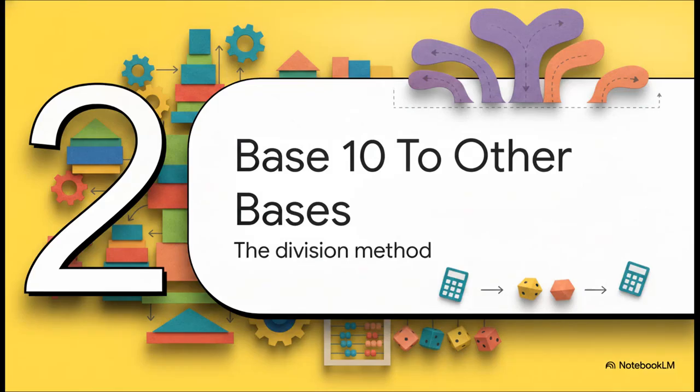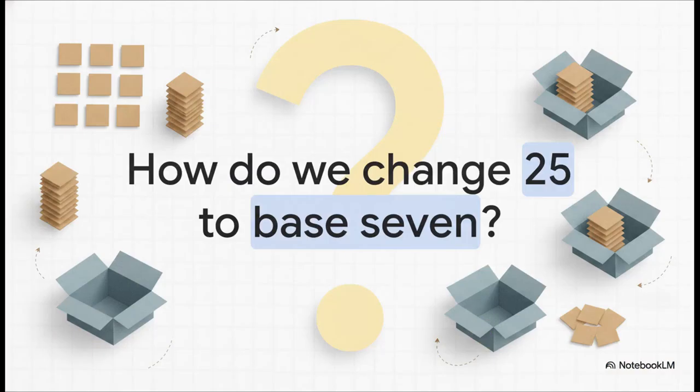Moving right along to part 2, changing base 10 to other bases using the division method. Let's look at a classic example you'll definitely see in your P7 curriculum. How do we change the number 25 into base 7? I want you to think about this like packing items into boxes. If we have 25 loose items and a base 7 box holds exactly 7 items, how many full boxes can we make and what's left over? To find out, we just have to divide.